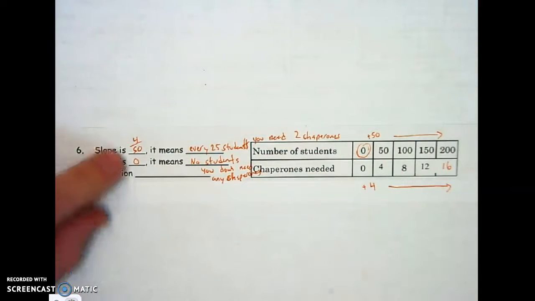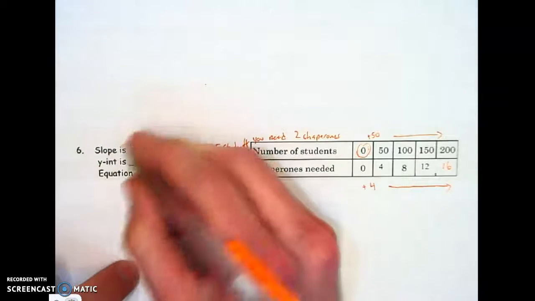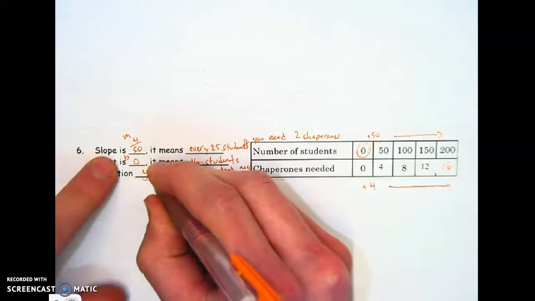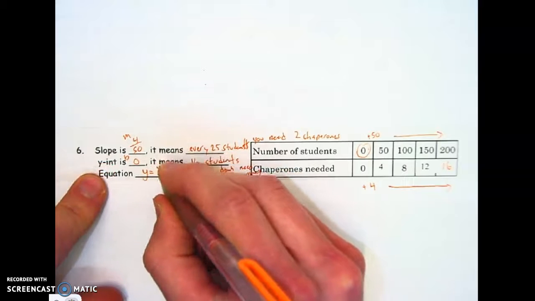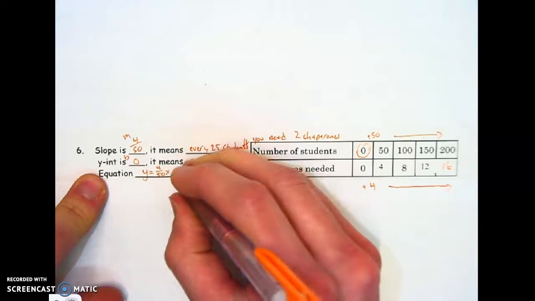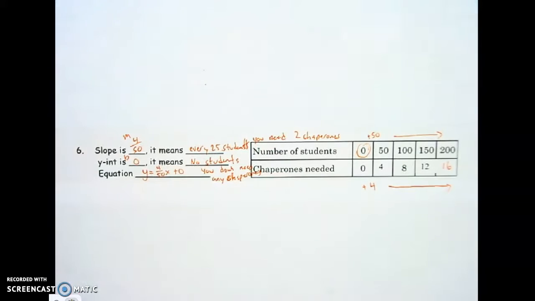And we'll write our equation, putting the slope and the b right into the equation there. This was m. This is b, so we have y equals 4 over 50 x plus 0. You don't have to write the plus 0, but I'm going to put it there.